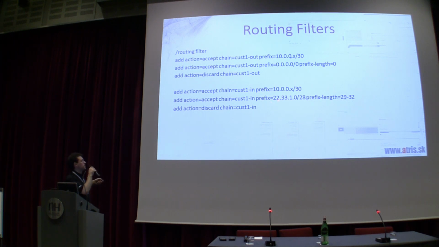So for example, in this particular case, this is just an imaginative public IP address range, but we would configure that our customers can inject into our OSPF domain these IP addresses from this prefix, and for the prefix length of 29 to 32. So he could actually push any /32 out of that prefix to us. So you can separately configure what prefix lengths he can push inside of the prefix. And then we would just discard all of the OSPF advertisements from this customer.